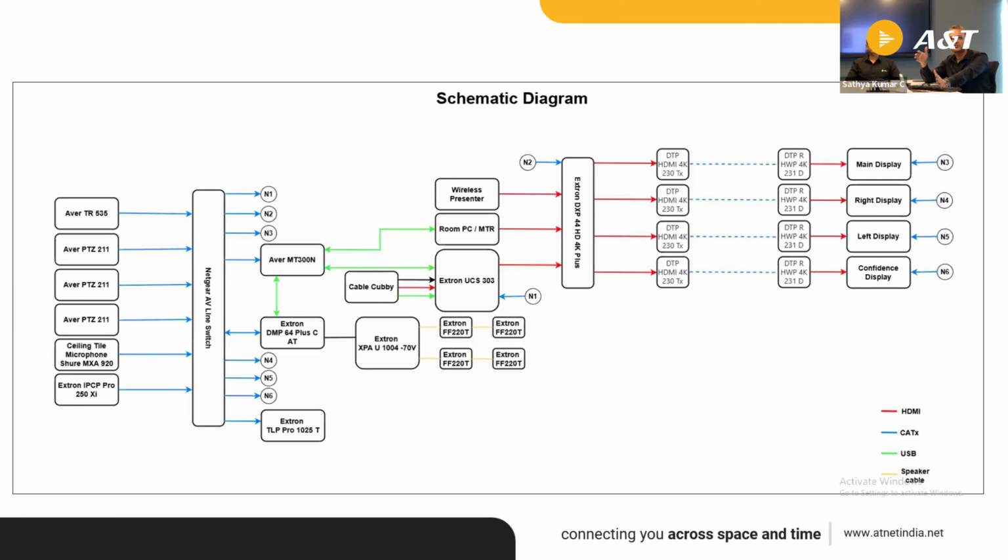For this small room setup, the size of the room is approximately 14 by 20. We have used four cameras. In case of a large boardroom, we need to add multiple cameras. Still, we can add them because this AVER MT300 matrix box can support up to 25 groups. Technically, we can connect 25 cameras and 25 microphones.